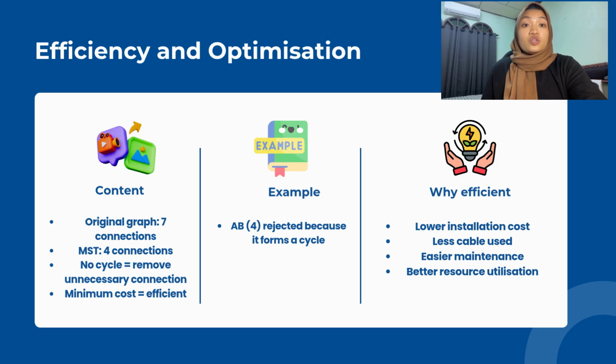This shows that no cycle means unnecessary connections are removed. At the same time, minimum cost means the network is more efficient. In a real campus network, this is important because using fiber cables reduces installation costs, makes maintenance easier, and improves the use of available resources. Therefore, the MST is the best optimized solution for the campus network.